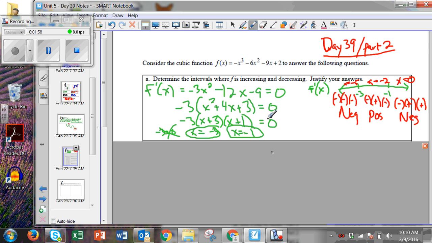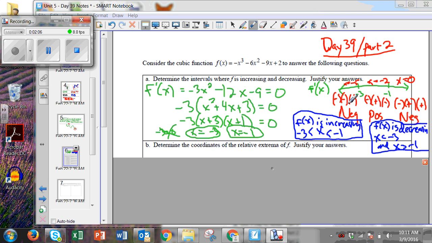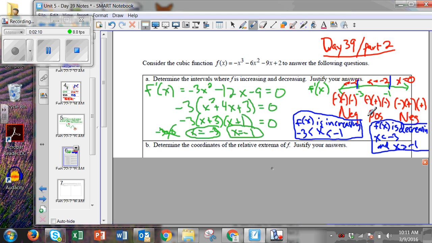So what does that mean? Well, I know it's increasing on the interval when it's positive, so let me write this down. Okay, and in blue, f of x is increasing when it's positive. That's from negative 3 to negative 1, in between there, and then it's decreasing when x is less than negative 3, and when x is greater than negative 1. That direction and that direction.